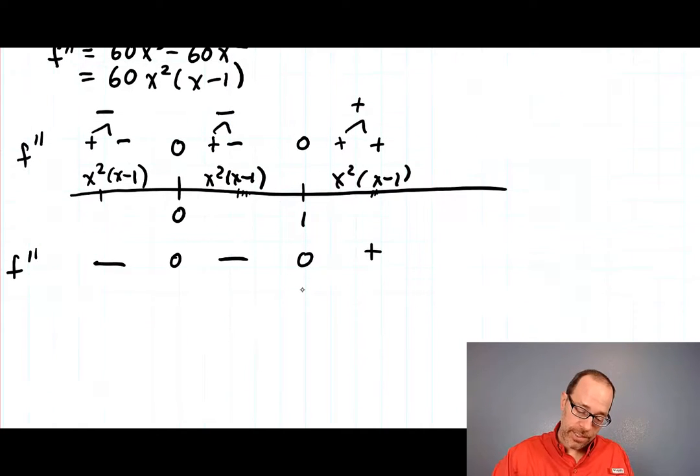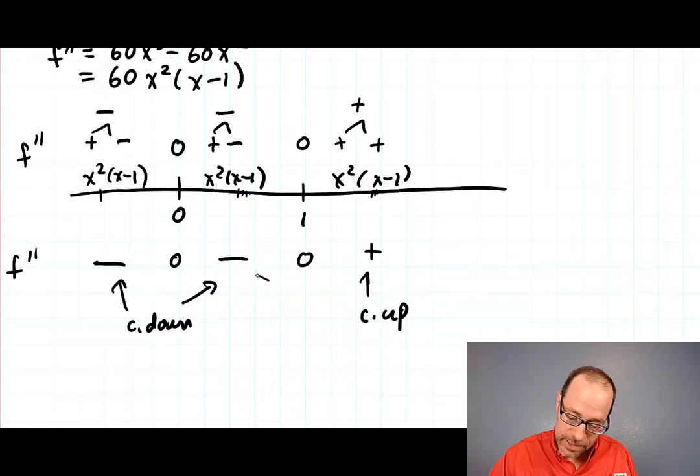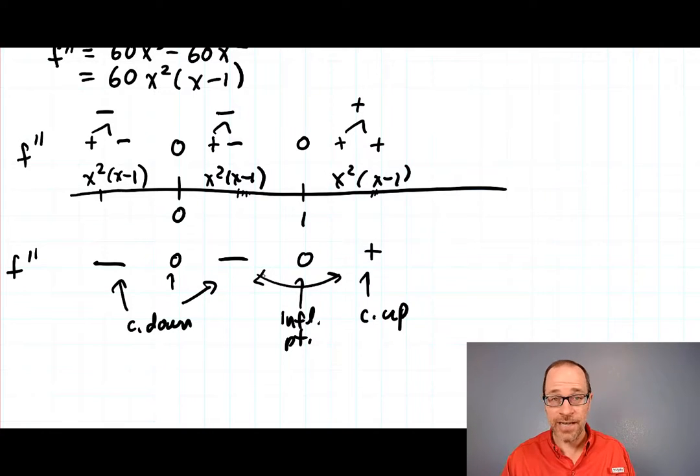Now, you see in these two places the second derivative is negative, so it's concave down. This means that the function is concave up because the second derivative is positive. And you notice here I switch signs from negative to positive, so this is actually an inflection point. This is not an inflection point because I didn't switch signs. I stayed negative before and negative after.